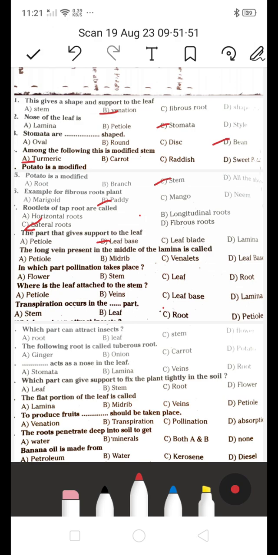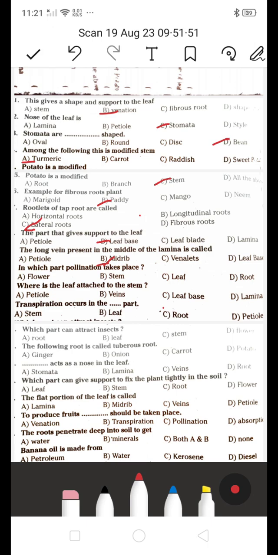The long vein present in the middle of the lamina is called, is it petiole, midrib, veinlets, or leaf base? Which is the right answer? Its answer is midrib. B is the right answer. This vein in the middle of the lamina is called a midrib. We can also call it a midvein, right?